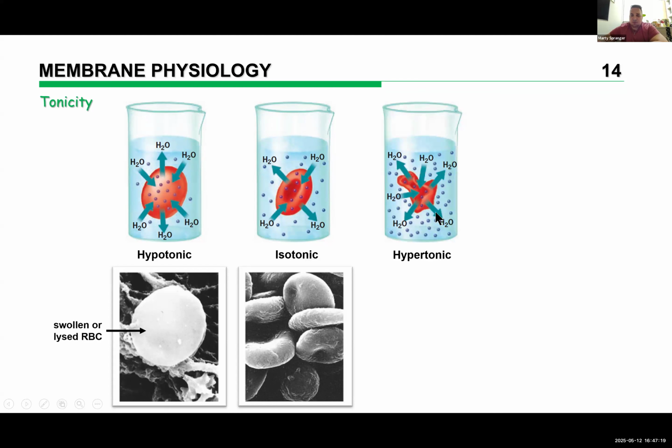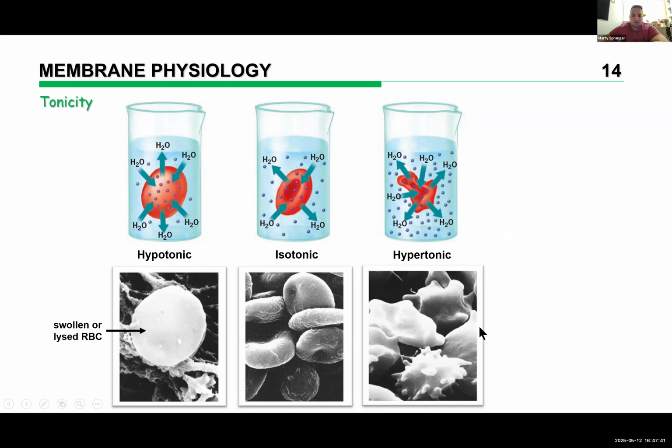The flip side is if you put a cell in a hypertonic solution, think of hyper as a lot of things moving around, so a lot of solute moving around. So the solution has much more solute than the cell. Who's got the lower osmotic potential? The solution. So water wants to go there, and water is going to go there, and then the cell is going to shrivel. It's going to shrink. There's a red blood cell shriveling up. We call that crenating. The cell has crenated.